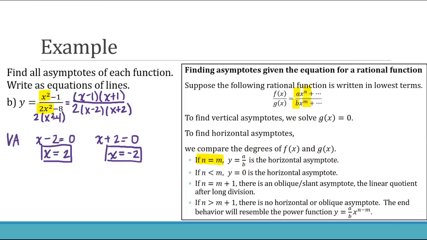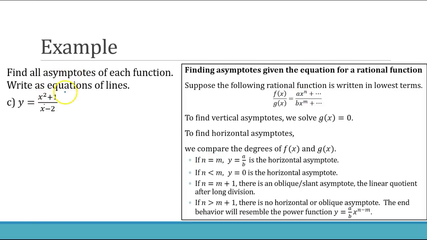is the horizontal asymptote. So for us, our leading coefficient of the numerator is 1, and of the denominator it's 2. So those are the numbers in front of those x squareds. And that would mean that our horizontal asymptote is y equals 1 over 2.